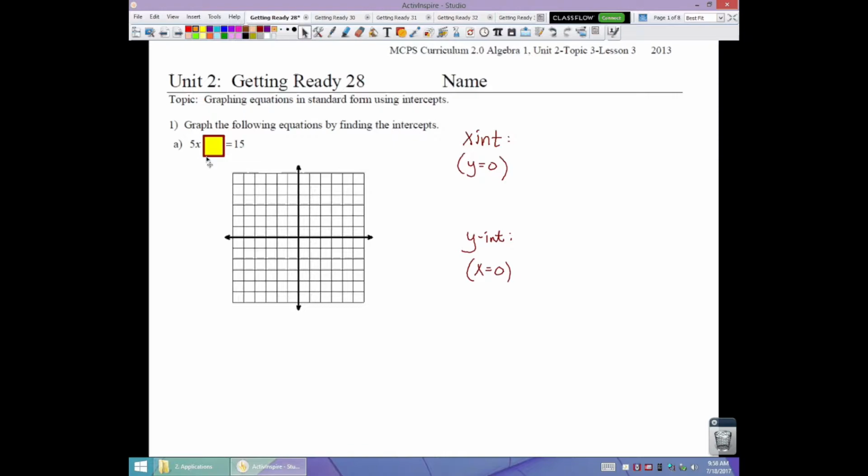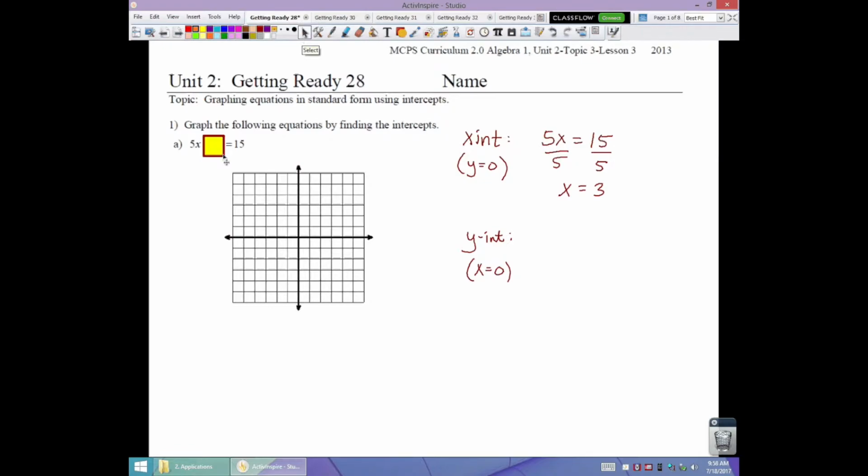So, 2 minus y would be 0. Subtracting 0 doesn't do anything. We can just cover that up, and we're left looking at this one-step equation that 5x equals 15. When we divide both sides by 5, we know our x-intercept is 3.